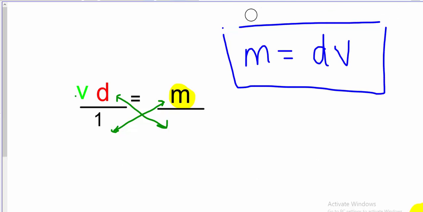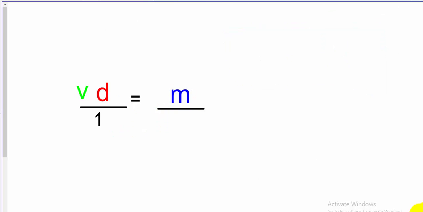So I better put my formula back the way it was. Mass over volume is equal to density. This time I want to solve for volume. Volume is equal to what? Again, I have volume in the denominator on the right hand side. I need to get it isolated, but I also need to get it up into the numerator.